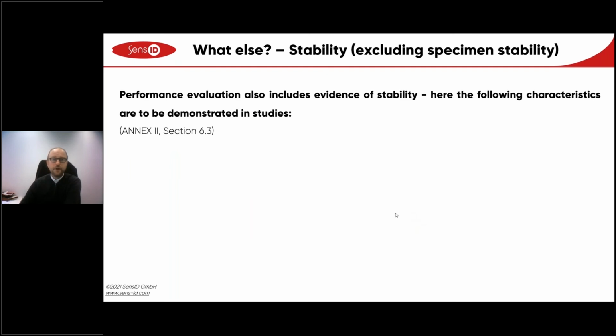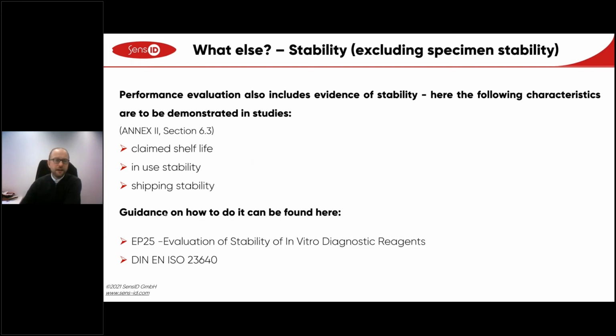So what else? You have to show stability. This also includes evidence that the device is stable. So here the following characteristics are to be demonstrated in studies: the claimed shelf life, the in-use stability, and the shipping stability. And guidance on how to do it can be found, for example, in the EP25 evaluation of stability of in vitro diagnostic reagents and in the ISO 23640.